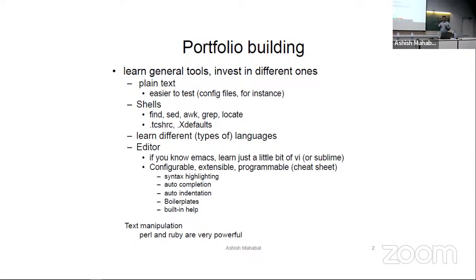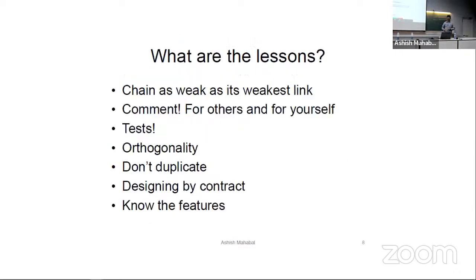So text manipulation, that's very important. Even if you don't do that too much and there's LLMs and ChatGPT, you should know how sed works, how awk works. Those are the very basic Unix building blocks, and spend maybe half a day working on that. So in general, the lessons about how you should work with your programs and so on. The chain is as weak as its weakest link, so you should make sure that weaknesses are covered. You should have lots and lots of comments in your code, lots of tests. Again, I keep on saying this, but orthogonality, don't duplicate, design the contract, and know the features of whatever you are using.